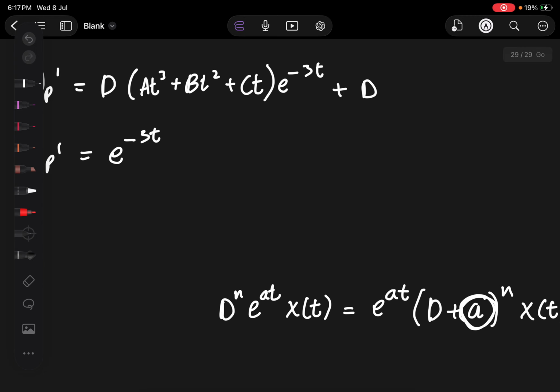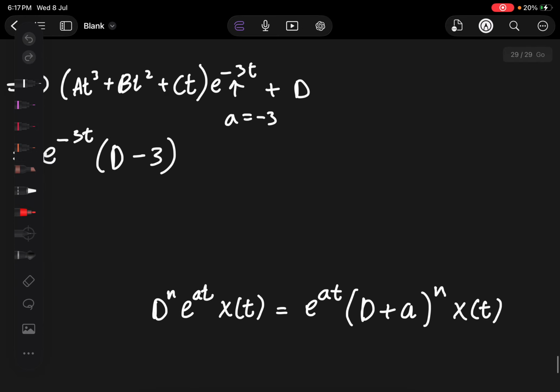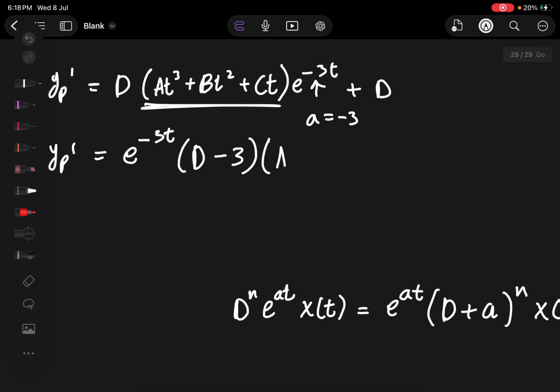You may ask yourself, what's a? A is the power of this, so it's negative 3. So that's D plus negative 3, which is D minus 3, to the nth. So this is the power, or the degree of the derivative you're taking. This is the first derivative, so this is power 1. Times x of t, which is this: at cubed plus bt squared plus ct. And that's it, that's the derivative.